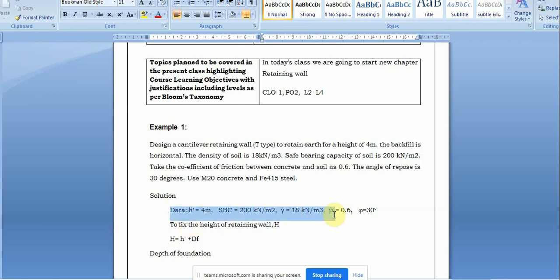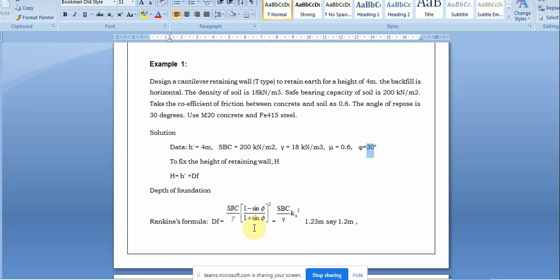You can see the data is shown here. H dash, the backfill, which is 4 meters, and SBC given as 200. Density of soil 18, mu value 0.6, phi value 30 degrees. So for this, what is the next step? That is to fix the height of the retaining wall, we need to find the total height of the retaining wall. The height of backfill they have given, but below that we go for foundation depth. So calculate the foundation depth. For that we have a formula here.